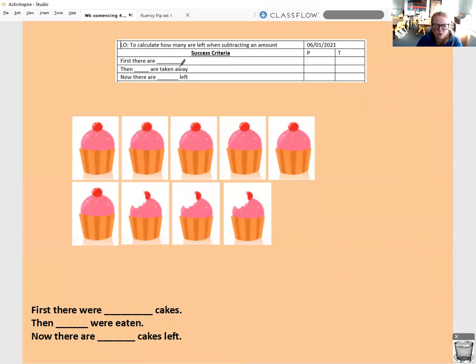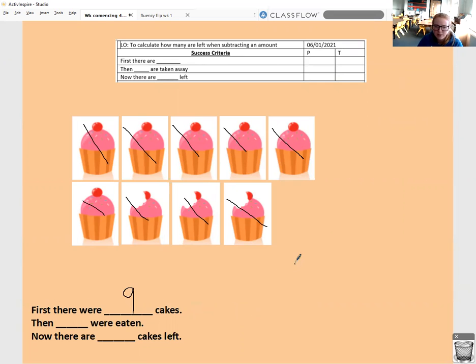Let's have a look at this one. Oh, this looks a bit different. We've not got our first, then, and now. I think we can still find out what's going on. So first, how many cakes were there? Let's have a look all together. 1, 2, 3, 4, 5, 6, 7, 8, 9. First there were 9 cakes.